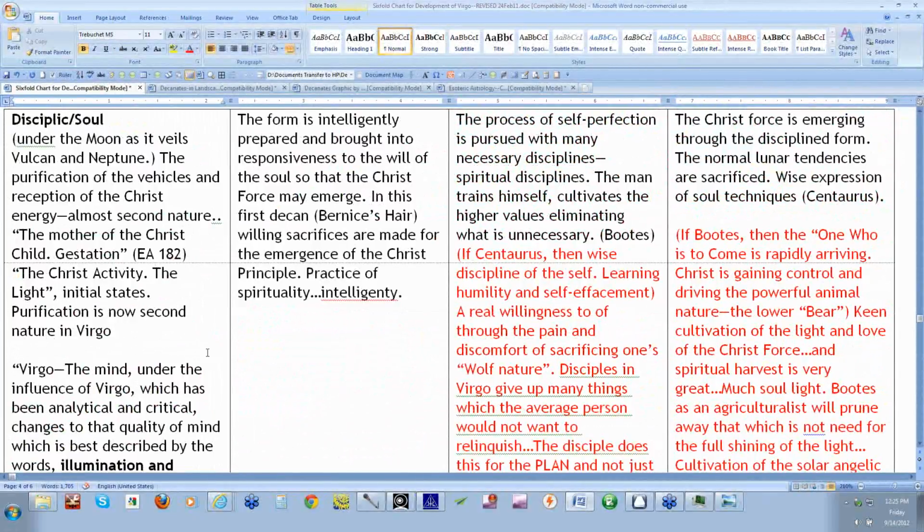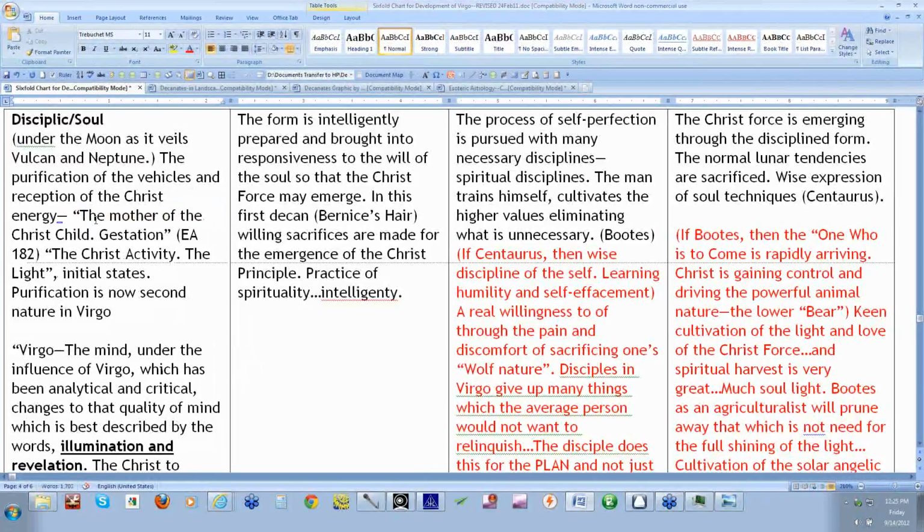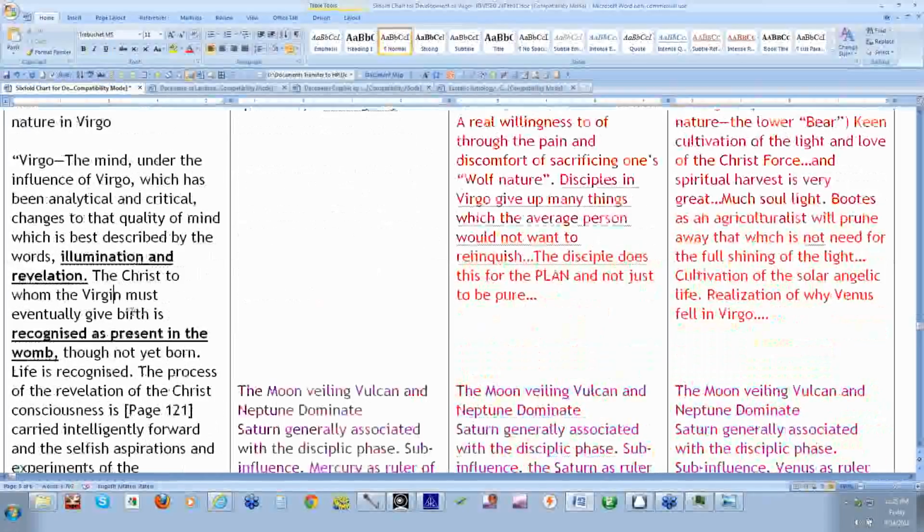So there is this beautiful statement that occurs. We are merging into the Christ activity, the light, and the purification is now second nature here in Virgo, because in the earlier stage of the aspirant, it was a main point of concentration. But DK talks about this redeemed stage of discipleship. Virgo, the mind under the influence of Virgo, which has been analytical, critical, changes to that quality of mind which is best described as illumination and revelation.